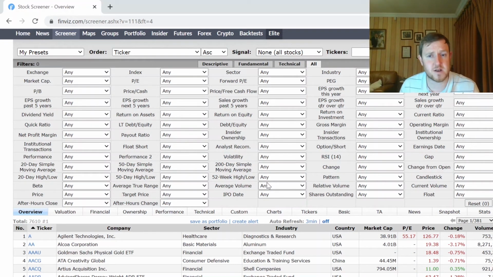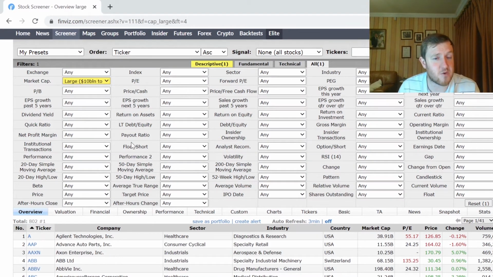So for instance, I'm just going to pick a few different filters here. So market cap, I'm just going to look at large companies. As you can see, that automatically brought it down from 7,600 down to 802. And so maybe I want to just look at stocks that are paying kind of high dividends. So if we go to the dividend yield here, and I say I want more than 4% of the share price, I'm going to select 4% and let's see how much that brings it down by further.